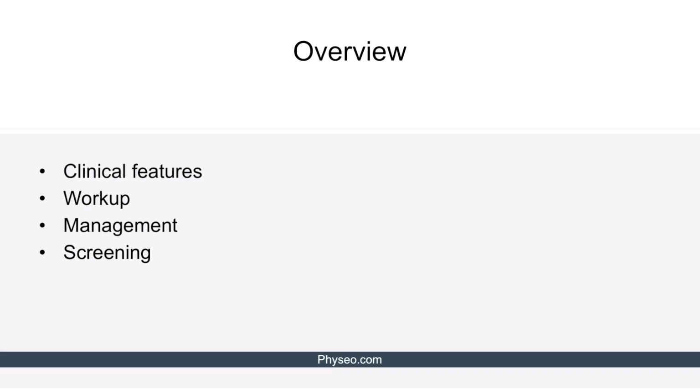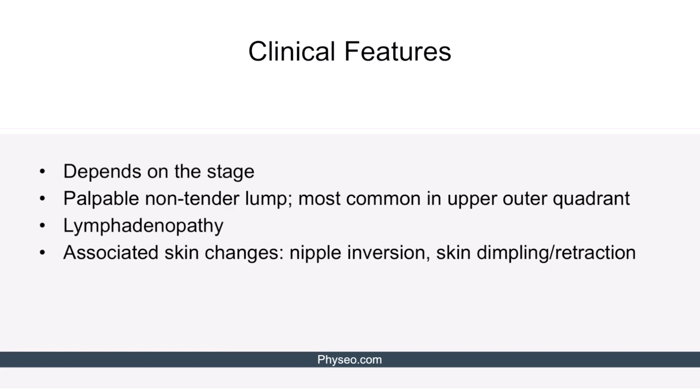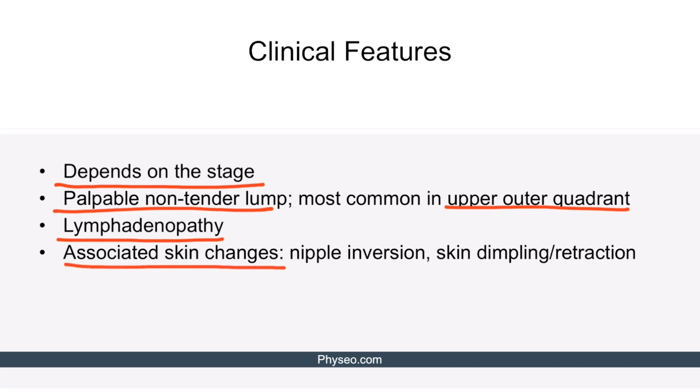Let's begin. In this lecture, we'll discuss some general clinical features of breast cancer. The presentation of breast cancer depends on the cancer stage. Usually, a non-tender lump can be palpated, most commonly in the upper outer quadrant of the breast. Lymphadenopathy can also be present, but again, this depends on the stage. In the early stages, lymphadenopathy may be present. Other associated breast skin changes include nipple inversion and skin dimpling or retraction. This is often a sign of infiltration of the breast ligaments.